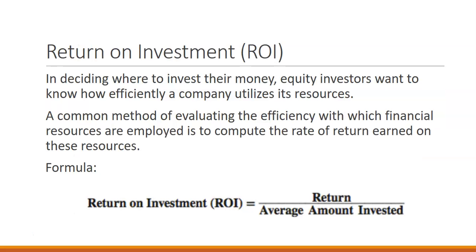We also have return on investment, or ROI. So this is looking at the average investment, when we look at the efficiency with which the financial resources are employed. So what is the return divided by our average amount invested? How do we decide where to invest our money based on how much money we can make from that?